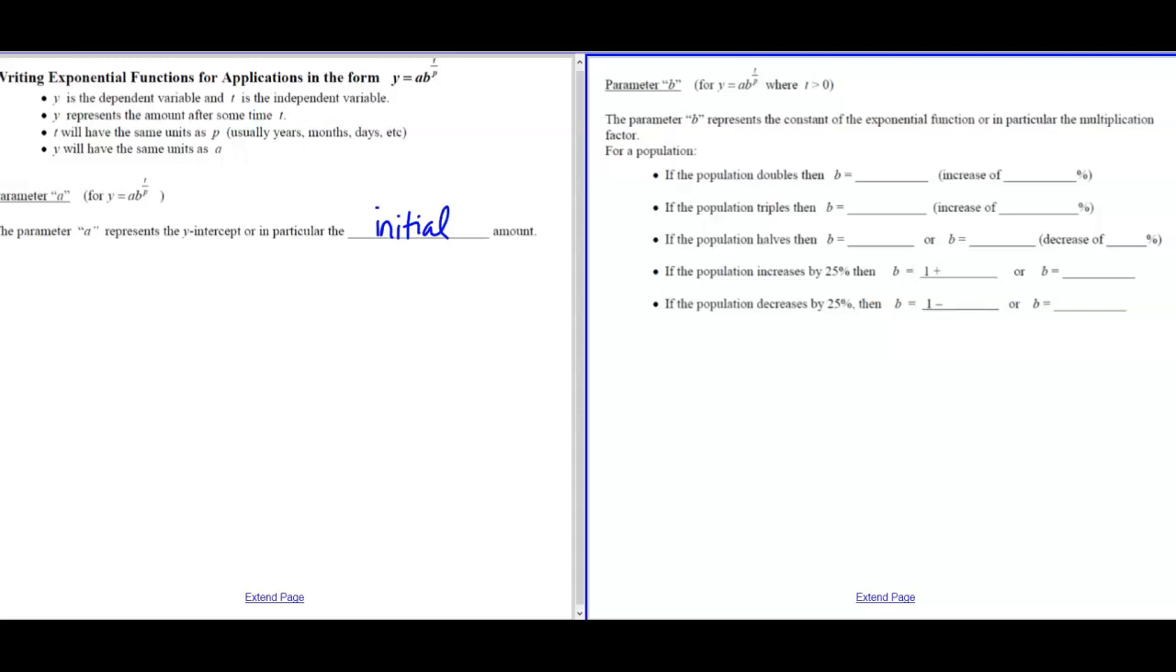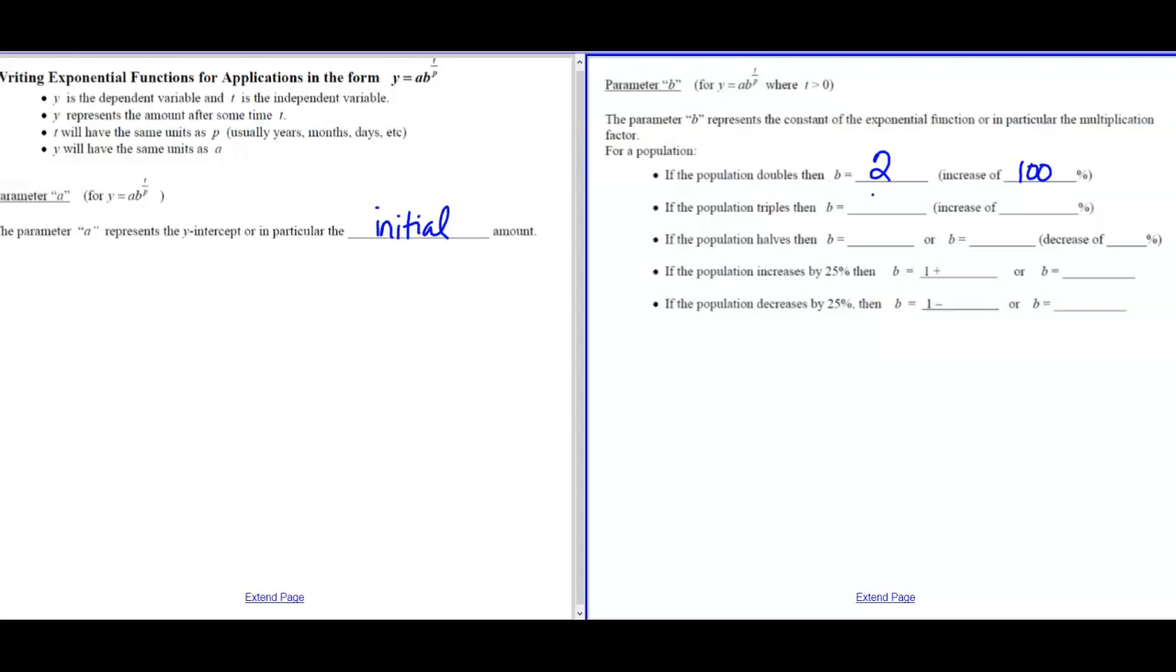All right. Again, we've talked about this before, but it's really important that you know what the p-value represents or how to get it. So let's focus here. Parameter b represents the constant of the exponential function, or in particular the multiplication factor. So for a population, if it doubles, then b, remember, is 2. Sometimes we might call that an increase of 100%. You keep your 100% and you increase it by 100%, so you've got double what you started with.